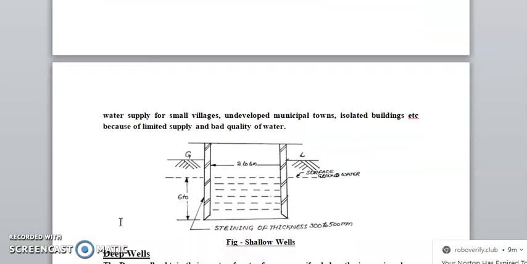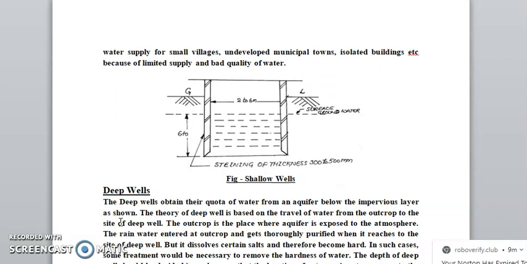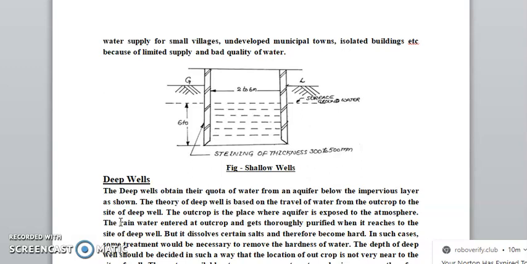Okay, this is the shallow well, about 6 meters, about 6 to 7 meters maximum. This is a small well. Okay, then we go for the deep well. A deep well obtains its quota of water from the aquifer below the impervious layer, as shown.